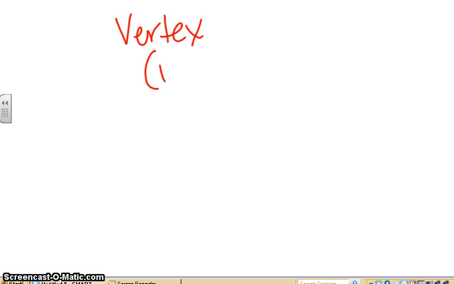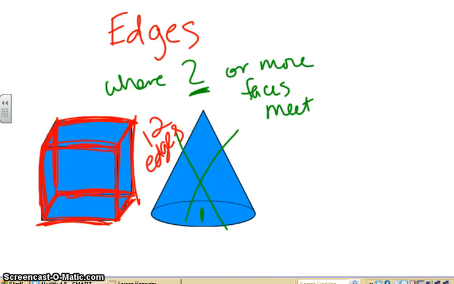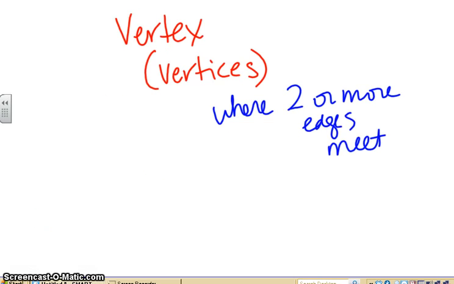The final attribute of a 3D shape that we're going to talk about is the vertex. Now the plural of that word is vertices. So you may hear me say vertex if we're only talking about 1, or you may hear me say vertices if we're talking about more than 1. Now, a vertex is where 2 or more edges meet. Now that sounds a lot like the last definition. When we were dealing with edges, it's where 2 or more faces meet. So when we're dealing with vertices, it's where 2 or more edges meet.